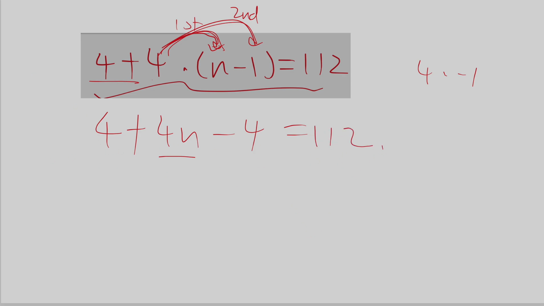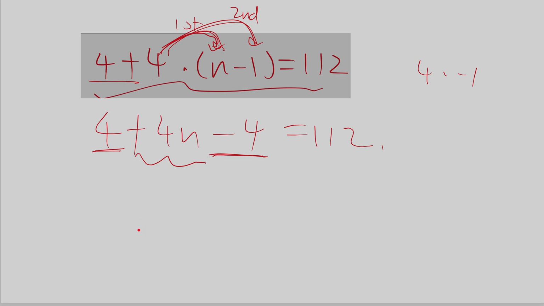How do you continue to solve this? Have you learned to underline similar terms? 4 and minus 4 are similar, because they are numbers, right? 4n is not a number. So that's why you can see I use a straight line for numbers and I use a wavy line for non-numbers, so that I know which ones are similar.